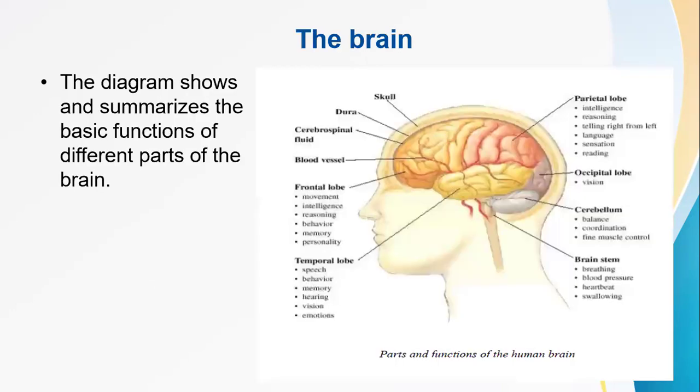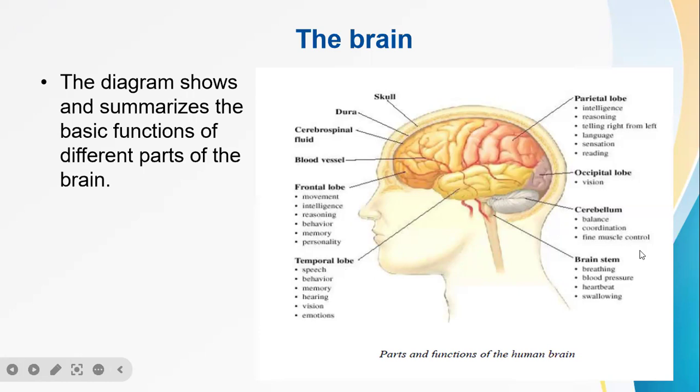Now let's see the diagram, which just shows and summarizes all the basic functions of the different parts of the brain. As you can see, here are different parts. As you can see, there's the frontal lobe. The frontal lobe, as we said before, controls the movement, intelligence, reasoning, behavior, memory, and personality. While the temporal lobe, which is found here, is the one that is responsible for the speech, behavior, memory, hearing, vision, and emotions.